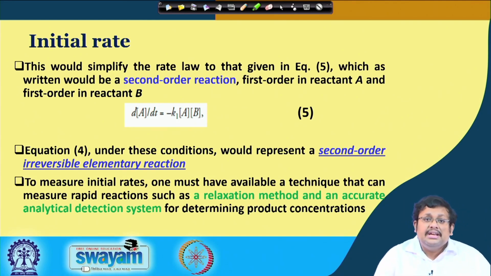Now, to measure the initial rates, one must have available techniques that can measure rapid reactions, such as relaxation methods and an accurate analytical system. We will talk about the relaxation method in our coming slides. These methods are very useful for measuring concentration changes within a very short period of time, so these methods are required for measuring this initial rate.